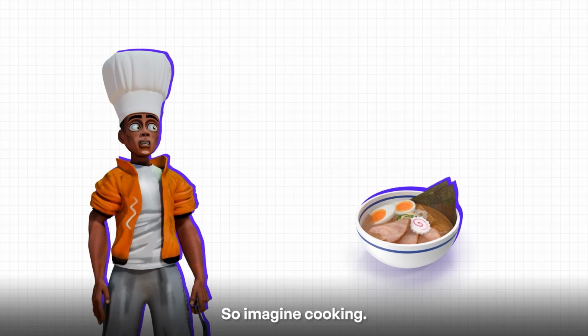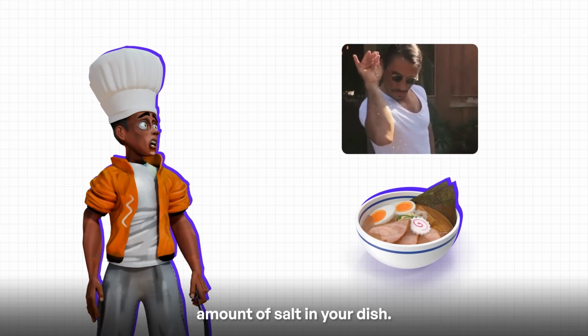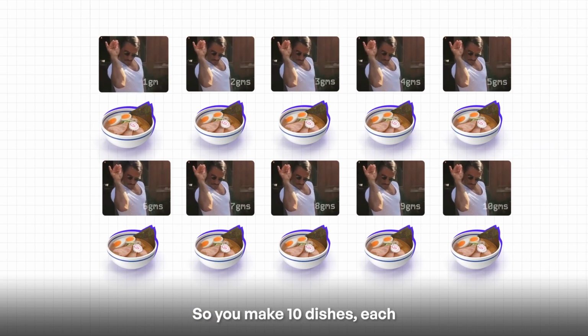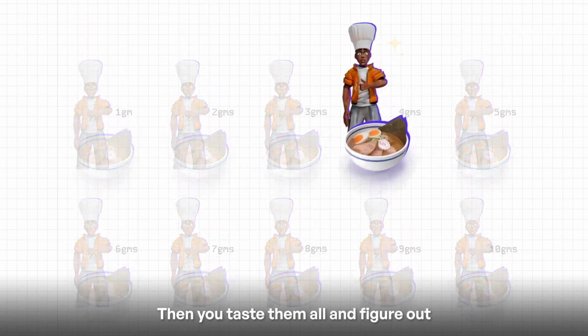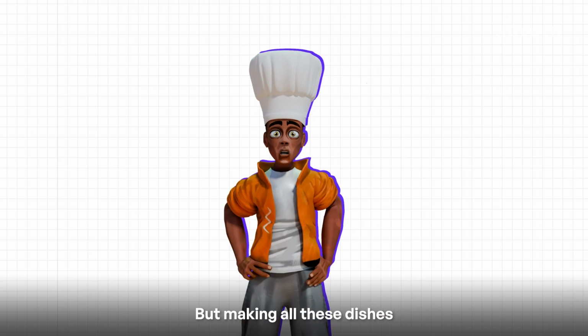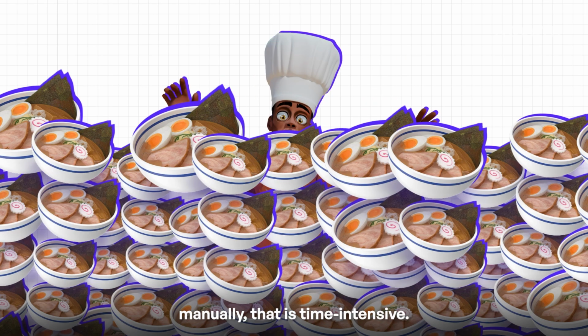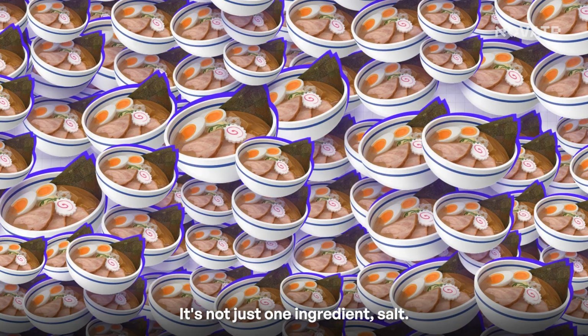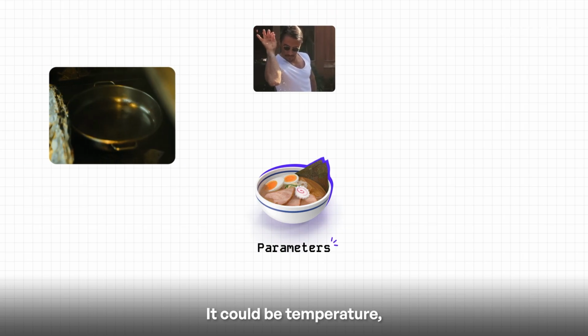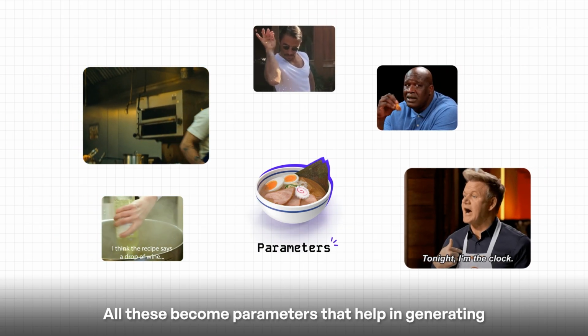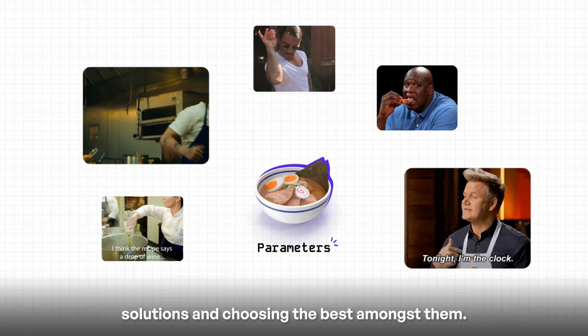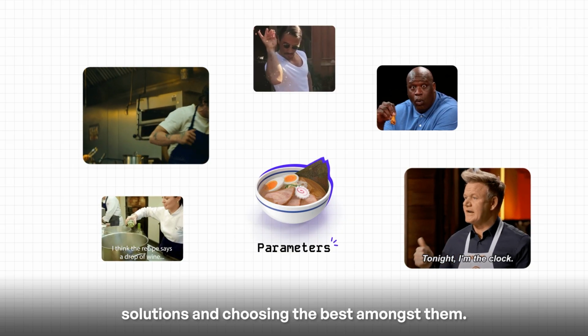goals. So imagine cooking. You want to figure out the right amount of salt in your dish. So you make 10 dishes, each with different amounts of salt. Then you taste them all and figure out the right amount of salt for the dish. But making all these dishes manually, that is time intensive. It's not just one ingredient salt, it could be temperature, spices, quantities, timings, etc. All these become parameters that help in generating solutions and choosing the best amongst them.